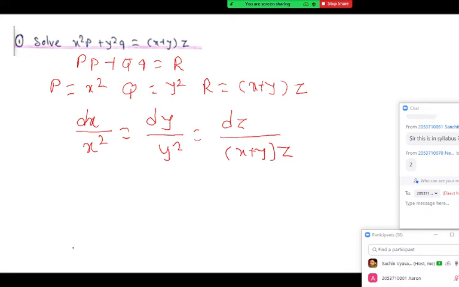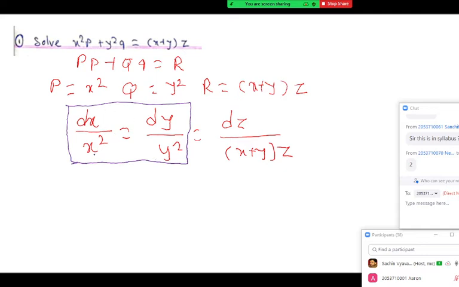Is a direct integration possible? If possible, in which ratios? Yes, quick. Direct integration in dx and dy. Yes, correct. You will observe there is function of x and function of y only present in the first. Okay, so you can integrate it.